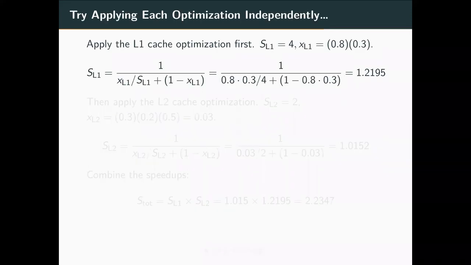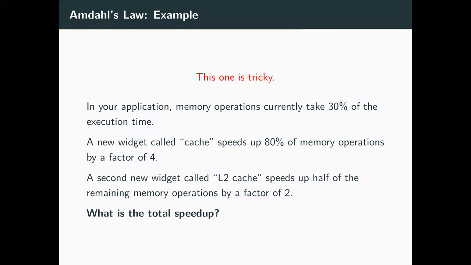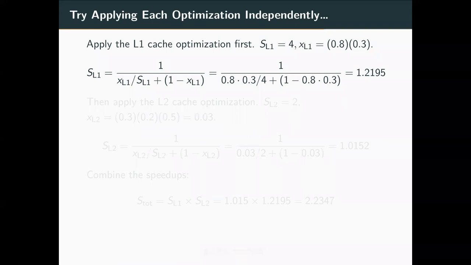You might just say, well, you just apply it one after the other, right? So if we try to do the L1 cache optimization first, the speedup is 4. This is the factor of 4. So the speedup of the L1 cache is 4. And then X is that 80% of the 0.3, the 30% of our memory operations that can be optimized. This is the amount of our program that is going to be affected by this 4x speedup. Then we plug in the numbers, and the speedup of the L1 cache is just 1.2195.